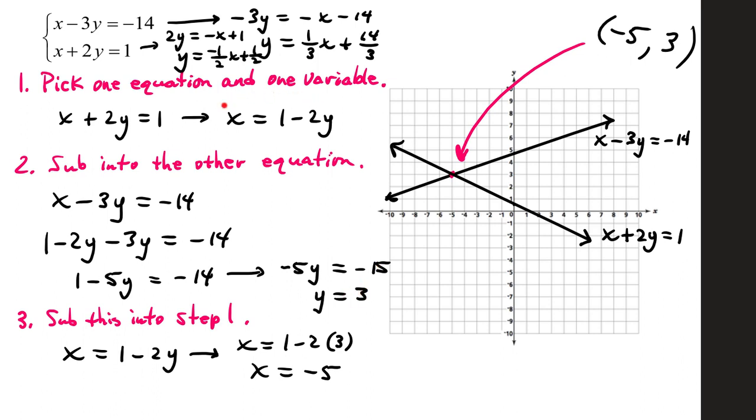Go back to step one, replace y with a 3, and that gives us x equals 1 minus 2 times 3, which is negative 5. When you pair up negative 5 and 3, you come to this location, (negative 5, 3), and that's the intersection of these two lines.